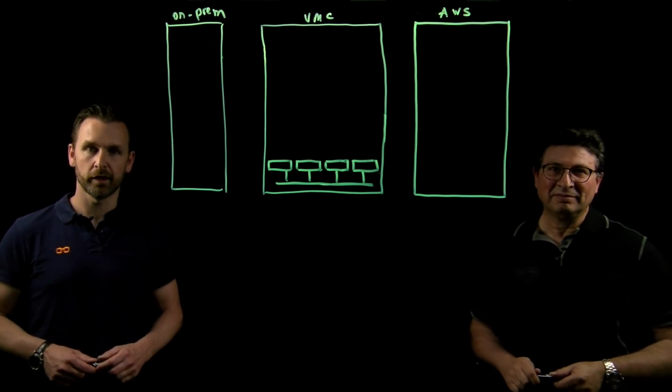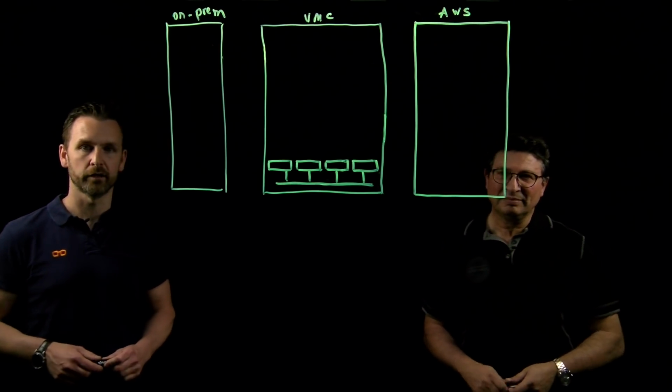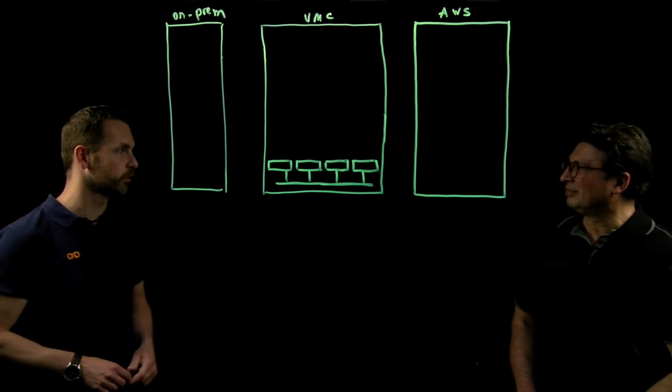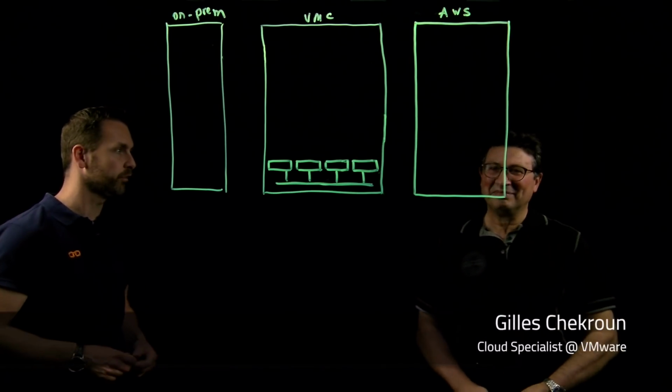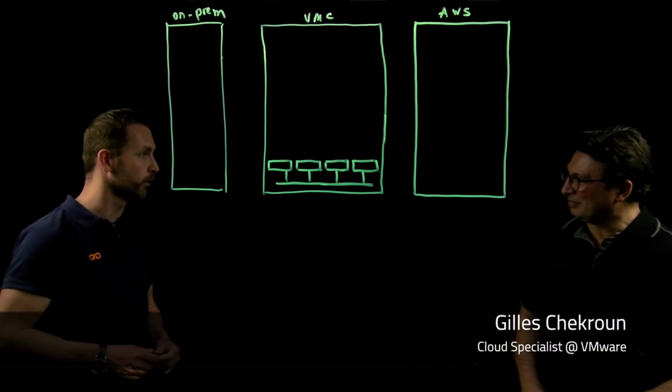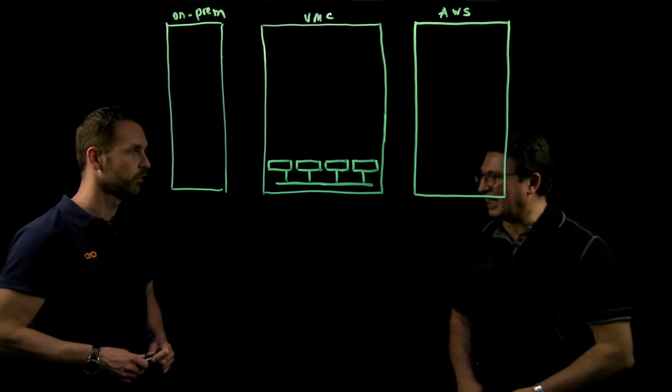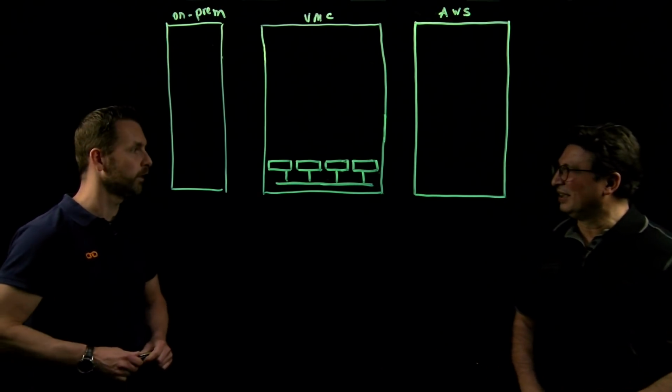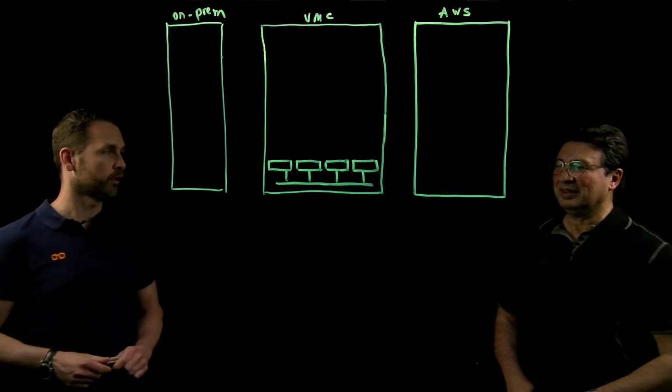In my last video I explained the basics around VMware Cloud and AWS. And today I'm happy to welcome Gilles Chekroun, Cloud Specialist at VMware, to tell a bit more about networking in VMware Cloud and AWS. Thank you, Jeffrey. So Gilles, could you start explaining how networking is done in VMware Cloud and AWS?